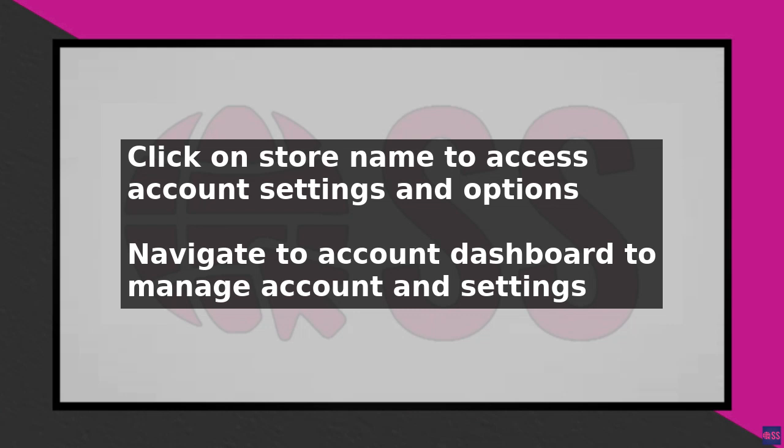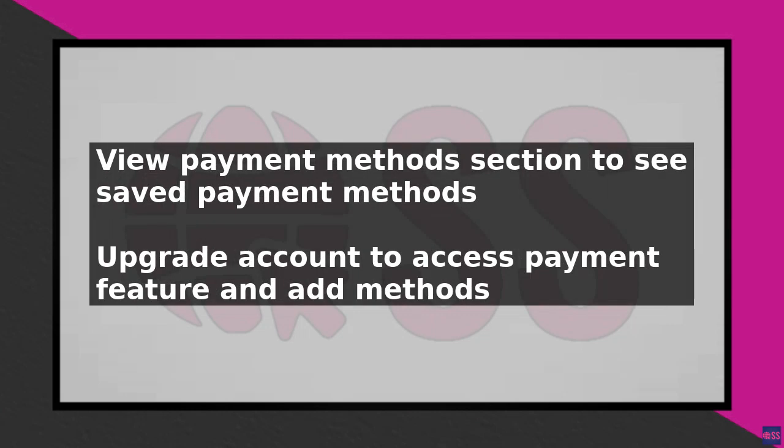To proceed with inserting a payment, click on your store name, which will lead you to a page with options to add a site, view the site owner's email, access account settings, and sign out. Click on Account Settings, and from there, you will be taken to the account dashboard, where you can manage your account, change your password, and view other account-related information, such as connected social media accounts and available credits.